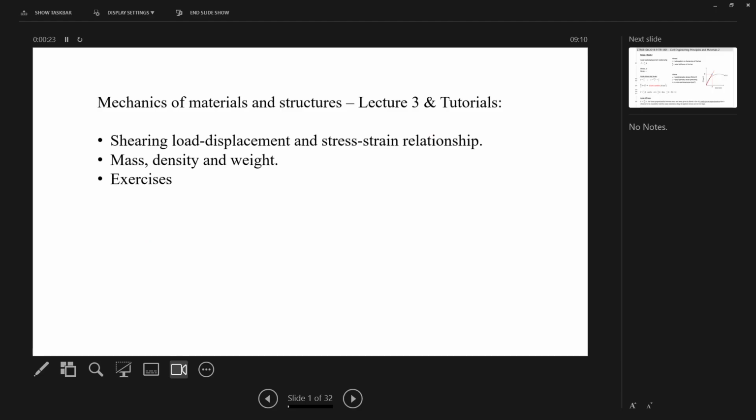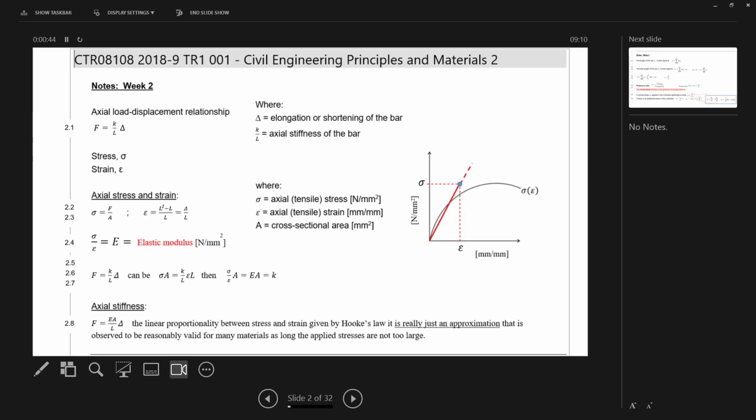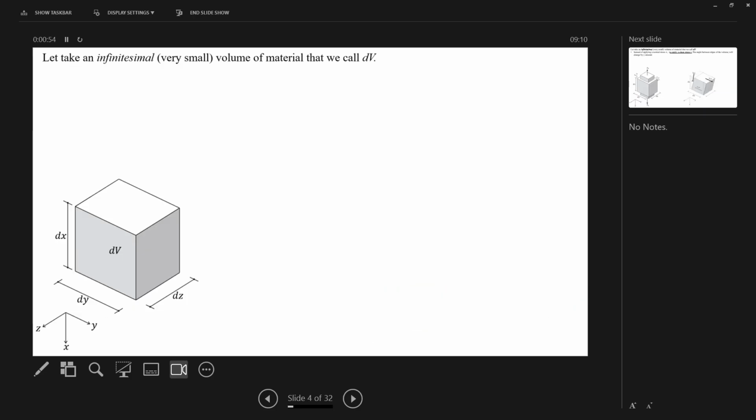Today we'll be looking at the shear load displacement and the stress-strain relationship. I know you've covered the stress-strain relationships before with Juan in first year, but we'll be looking at it in a bit more detail. We'll be using mass, density, and weight within some exercises as well. These are the notes that you had from before. That's the first week, that's the second week, and today, let's have a look at this. It won't take too long.